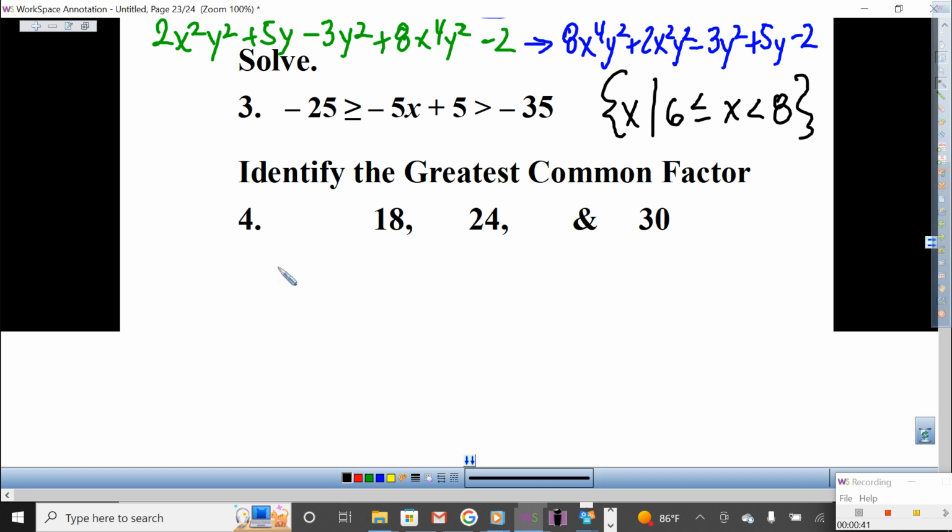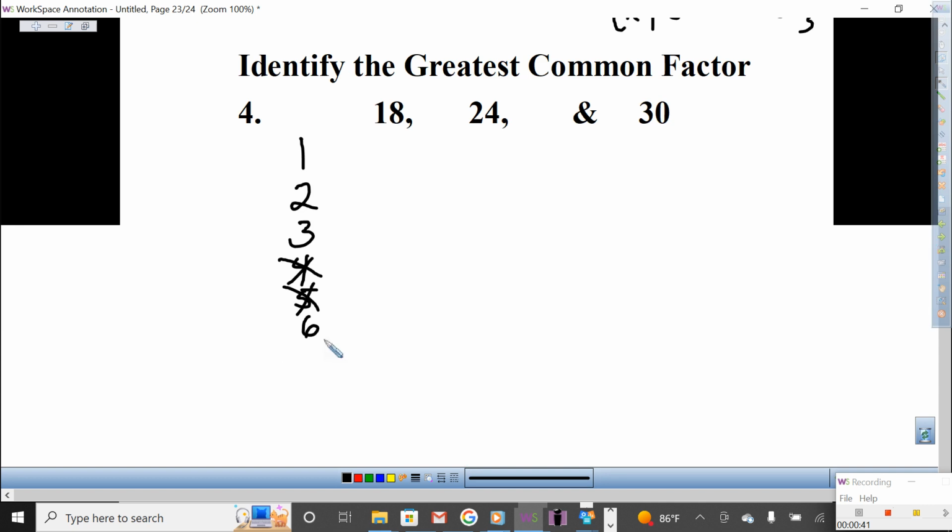Here goes a process that I'm still trying to make sure that you're getting. I start with 1. Can 1 divide all 3 of them? How about 2? How about 3? How about 4? No. How about 5? 6? Yes. How about 7? 8? 9? 10? And I'll stop right there. So the greatest one is 6. Hands if you got that.